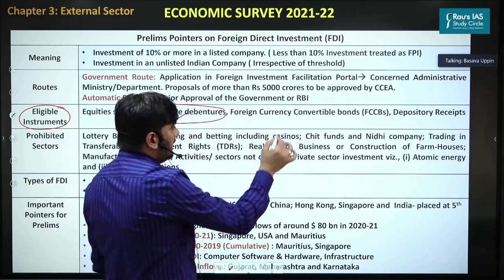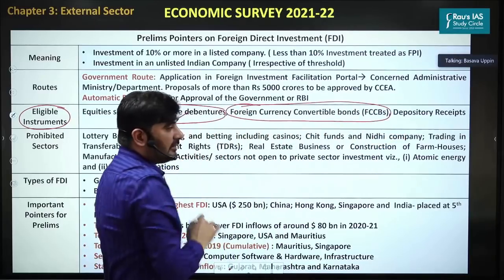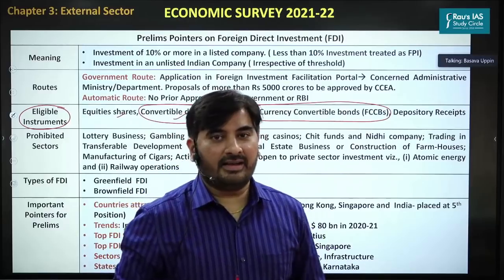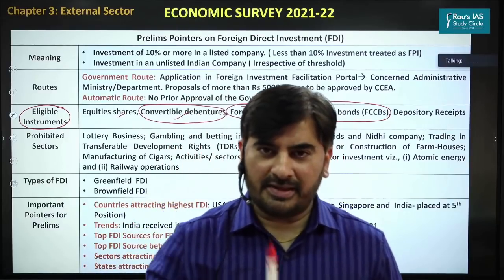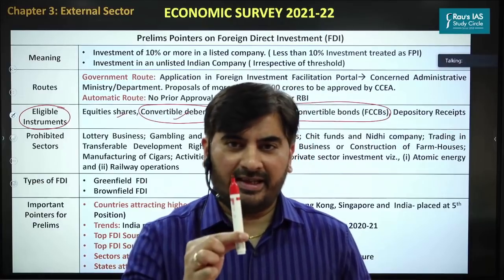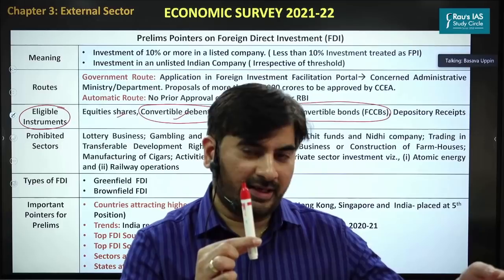The next one is very important. Foreign currency convertible bonds. Please focus here. Foreign currency convertible bonds. Now let's say there's an Indian company. This Indian company can issue bonds in India, that is in the Indian domestic market.